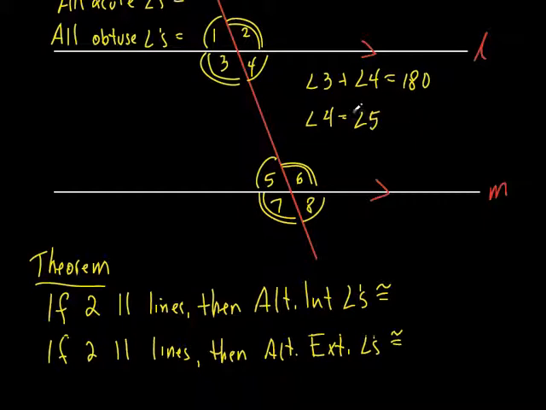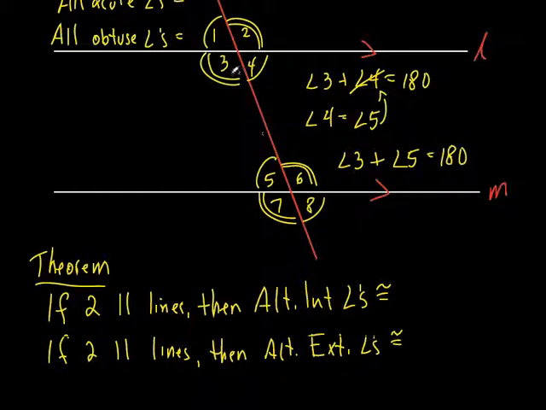Now watch what I'm going to do. I'm going to take 4 right here and replace it with what 4 is equal to. What's 4 equal to? 5. So what can I do? I can take this and replace it with angle 5, couldn't I? Since they're exactly the same thing. So I could write this how? Angle 3 plus what? Angle 5 equals what? 180.